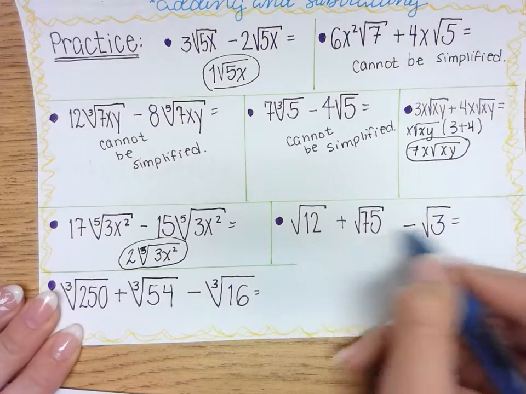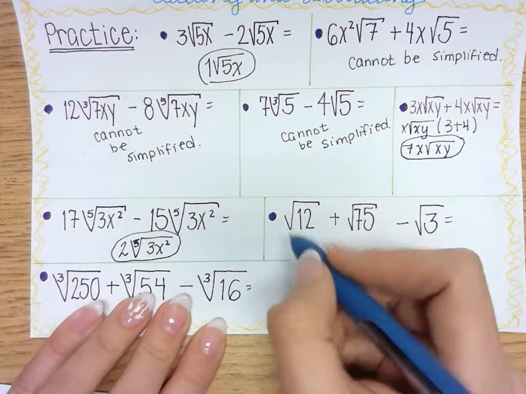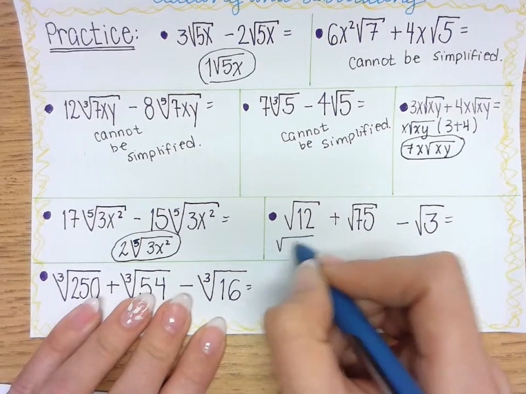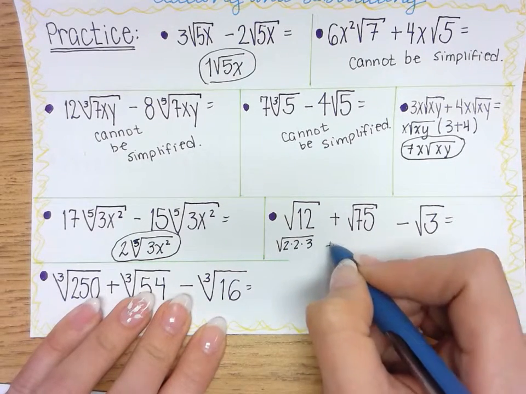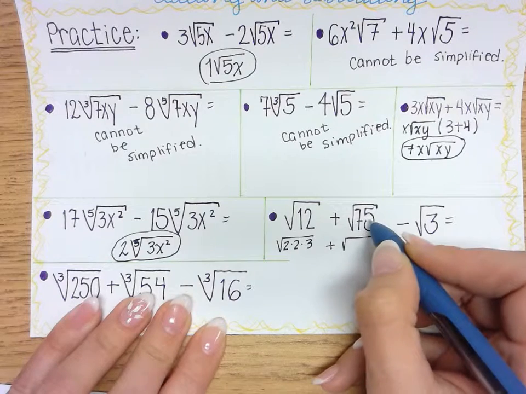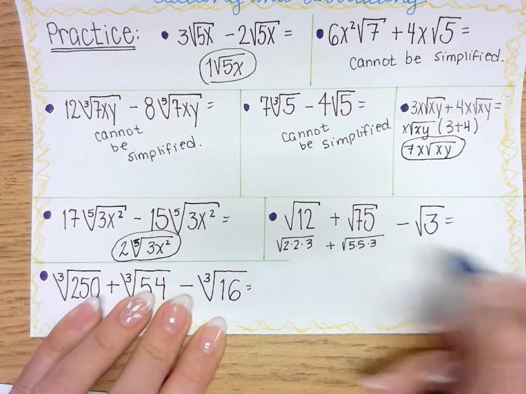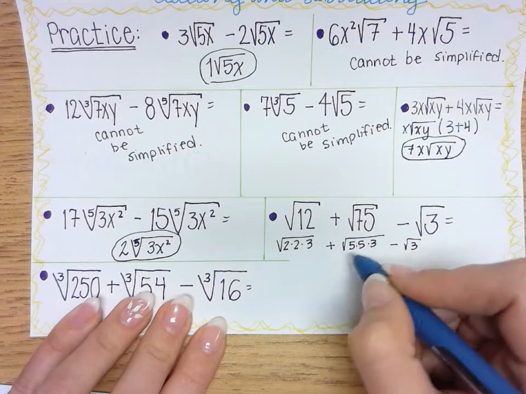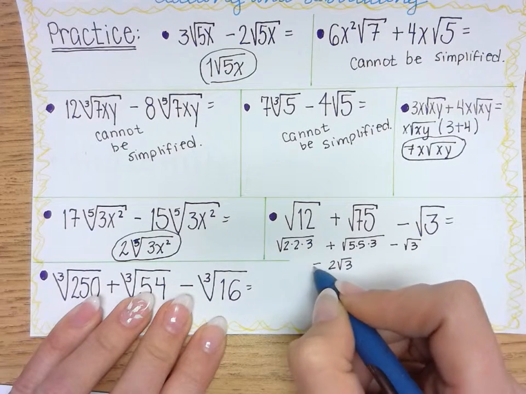Next, they don't look like radicals, but 12, what makes 12? 12 is really 4 times 2, and 4 is really 2 times 2. So we have 2, 2, and 3. That's 12. 75. It's 25 and 3, so it's 5, 5, and 3, minus square root of 3. What else can I do? Perfect square is 4, 2 comes out, so I have 2 square root of 3.